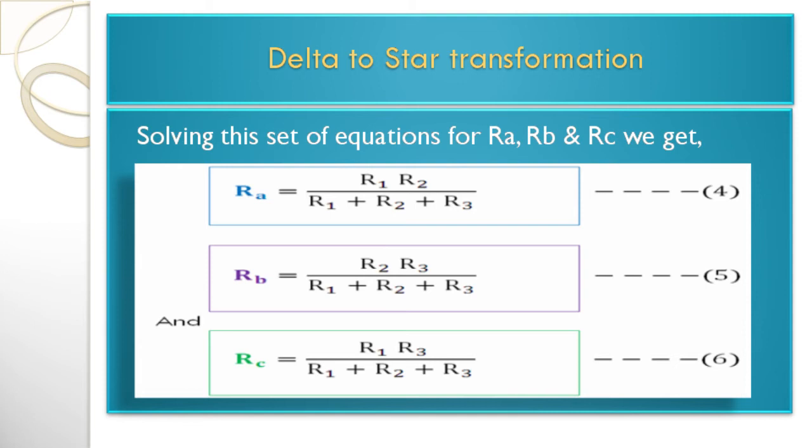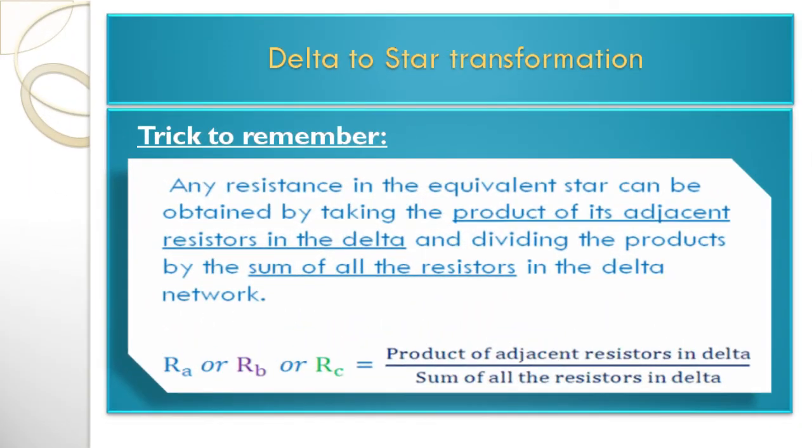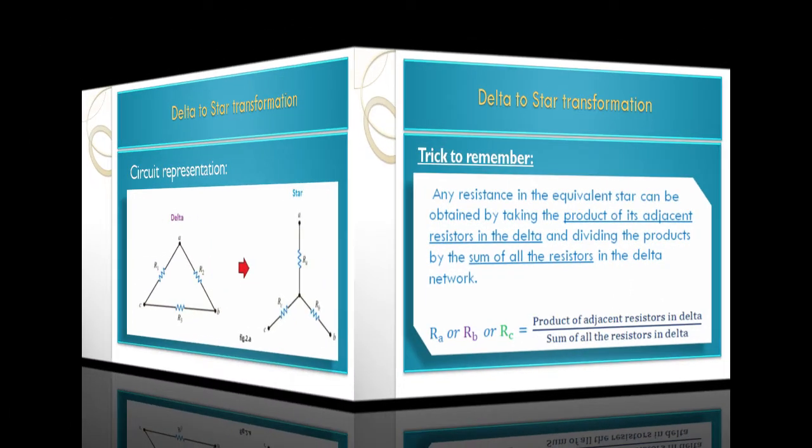Equation 4, equation 5 and equation 6 represent the delta to star transformation equations. We use these three equations to perform delta to star transformation of a given network. How to remember the delta to star transformation formulas? Here is a trick to remember. Any resistance in the equivalent star can be obtained by taking the product of its adjacent resistors in the delta and dividing the product by the sum of all the resistors in the delta network.